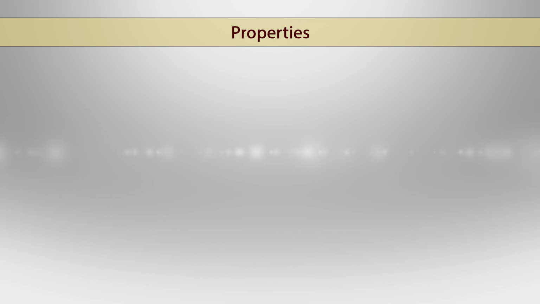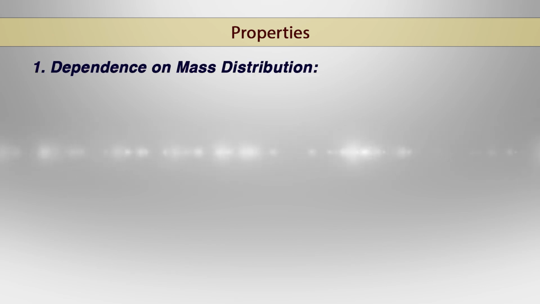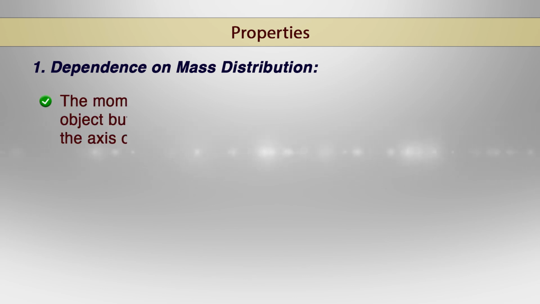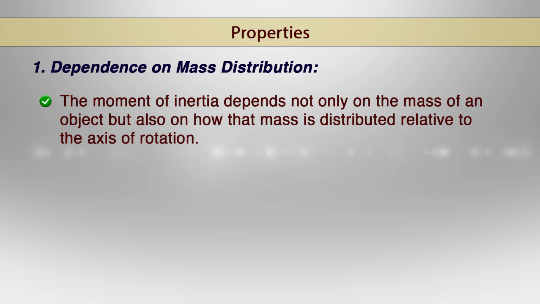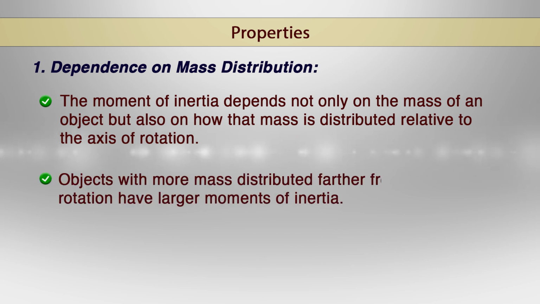Now, we will go through some properties of moment of inertia. The first property is dependence on mass distribution. The moment of inertia depends not only on the mass of an object, but also on how that mass is distributed relative to the axis of rotation. Objects with more mass distributed farther from the axis of rotation have larger moments of inertia.